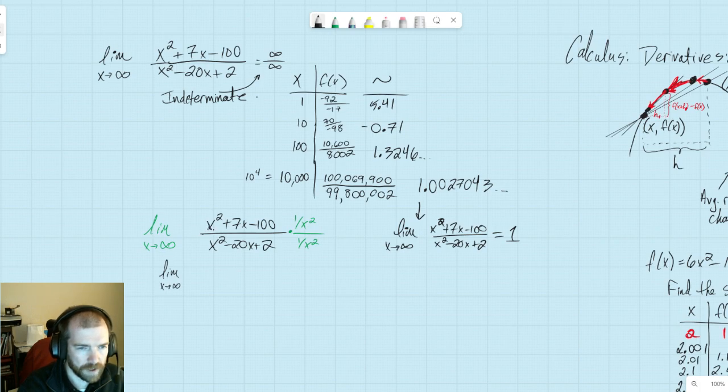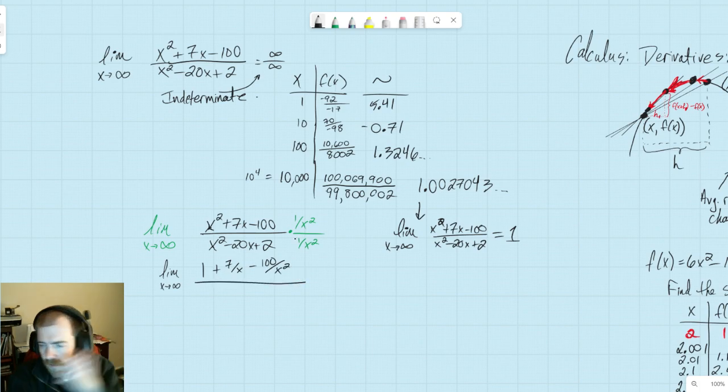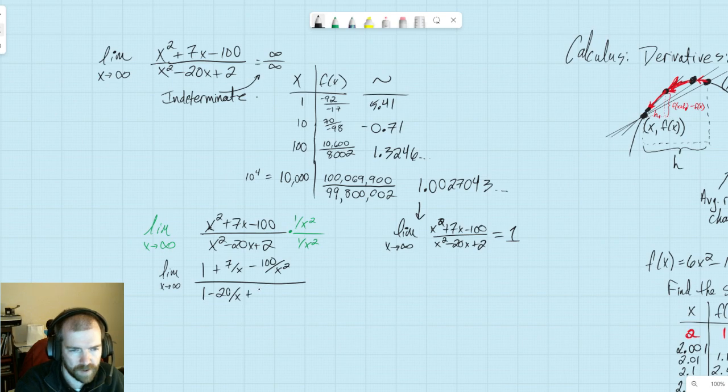So up top, we end up getting 1 plus 7 over x minus 100 over x squared, divided by 1 minus 20 over x plus 200, no, not 200, 2, divided by x squared. And now if we plug infinity in for x, we end up getting these terms, 7 over x, 7 over a really big number, that's going to be 0.